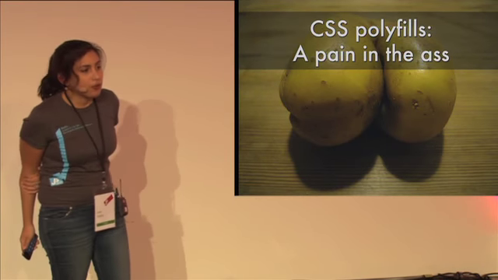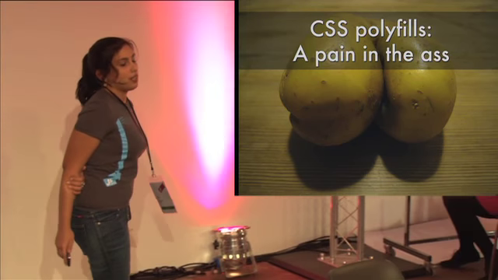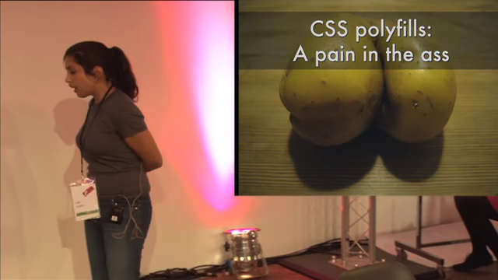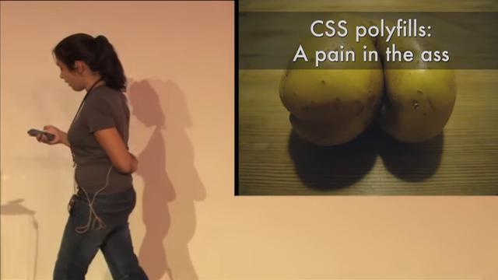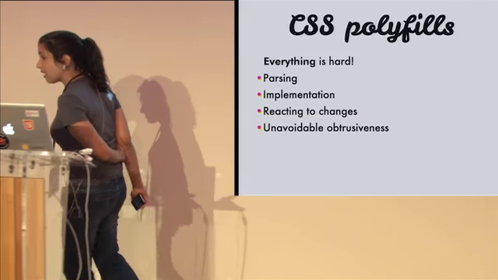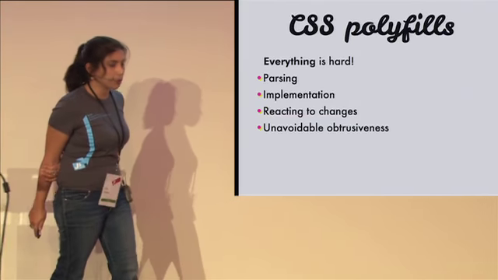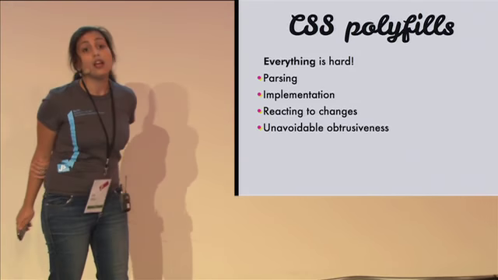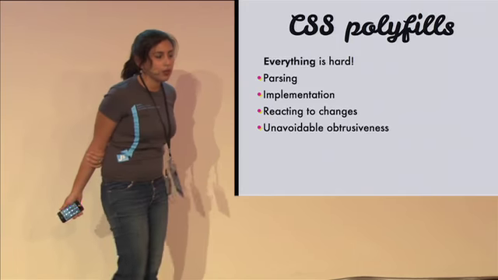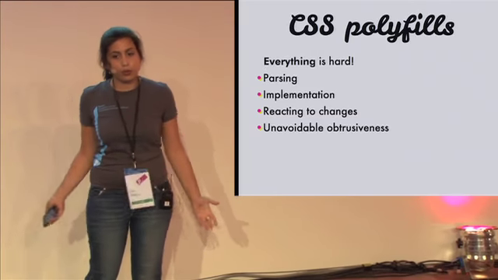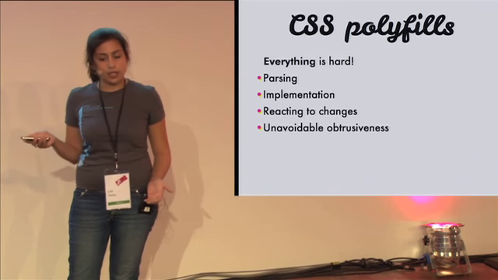Also, like I said before, CSS polyfills are a big pain. If you're planning to start writing polyfills, don't start from CSS. Everything is hard with them. Parsing is hard because you need to parse the whole thing. Because if you try to go through the CSS object model, the browser will drop stuff it doesn't understand. So there's no point in doing that. We actually have to parse the whole CSS style sheet.